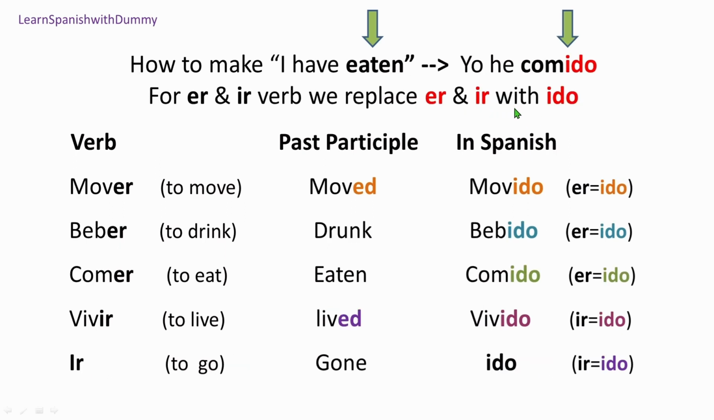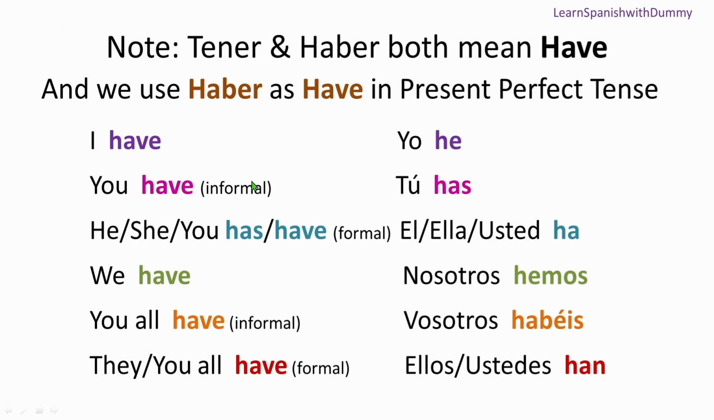It's very easy. Now we need another component to make the present perfect sentence, that is has, right? Or have. I have danced, I have eaten. We'll learn how to make danced and eaten, but have is something we need. So have in Spanish is haber, okay? Haber is have. Now we need to learn how to conjugate it.